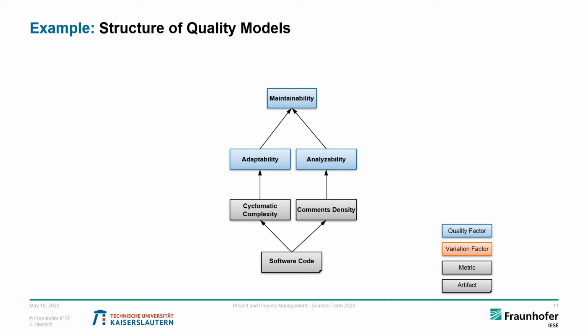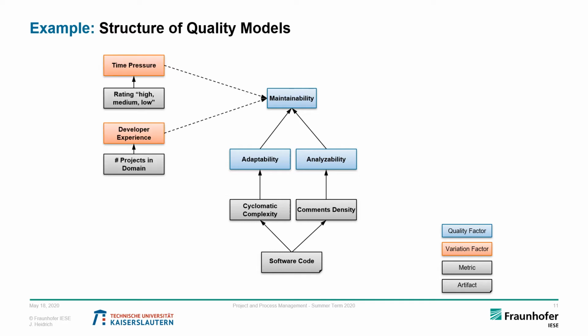We also remember GQM. We need to think about, okay, what is the measurement object? Which object do we want to calculate metrics for? In this case, the software code. So we want to measure the cyclomatic complexity, for instance, of all functions of our software code, and the comment density also of all classes or modules of our software code.